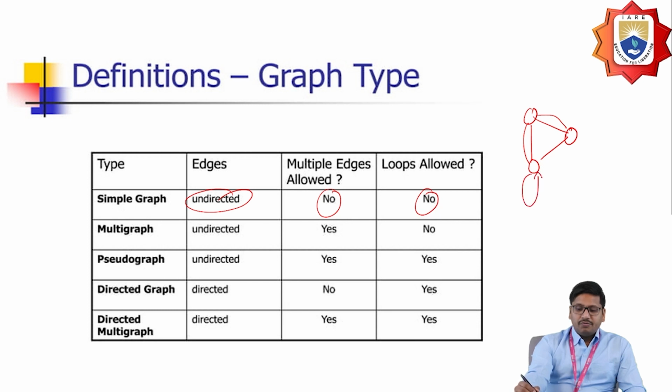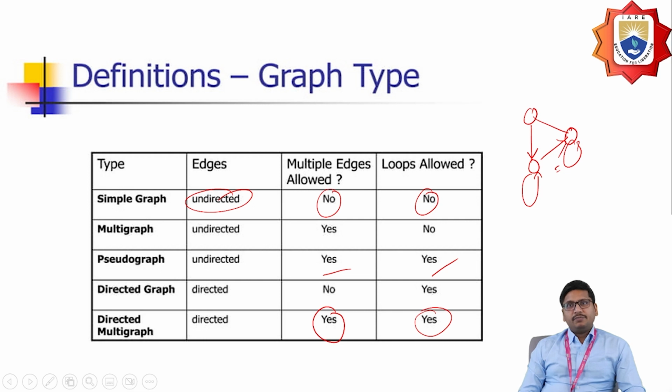And a pseudograph is a multigraph where, along with the multiple edges, a node is going to have a self loop. A directed graph means the edges are directed and no multiple edges are held between them. Loops are also allowed if they are directional, then it is a directed graph. A directed multigraph means that we hold multiple edges and loops, and then it is a directed multigraph.